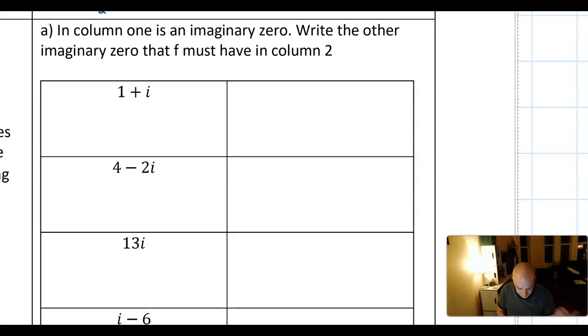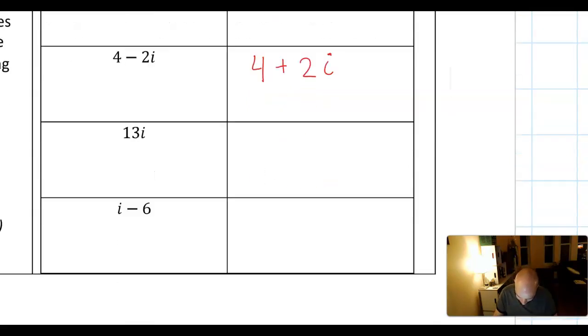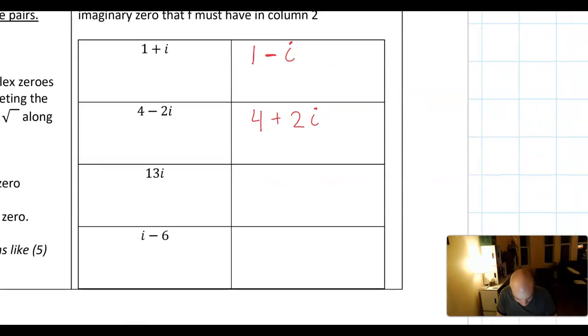So this is really just saying, hey, if this is one zero, what would the other zero have to be? Well, if one zero is 1 plus i, the next zero had better be 1 minus i. If one zero is 4 minus 2i, the next zero had better be 4 plus 2i. If one zero is 13i, the next zero had better be negative 13i. And if you want to put the real parts in there, it can be 0 plus 13i and 0 minus 13i, but you don't really need them. And then the last one's tricky, because I bet a lot of people will think it's going to be i plus 6, but that is wrong.